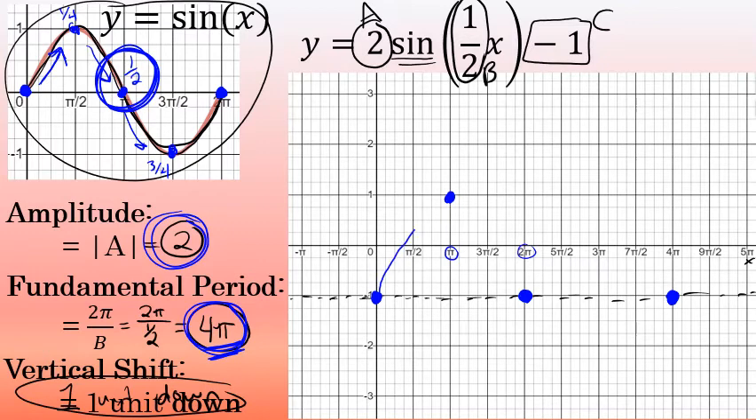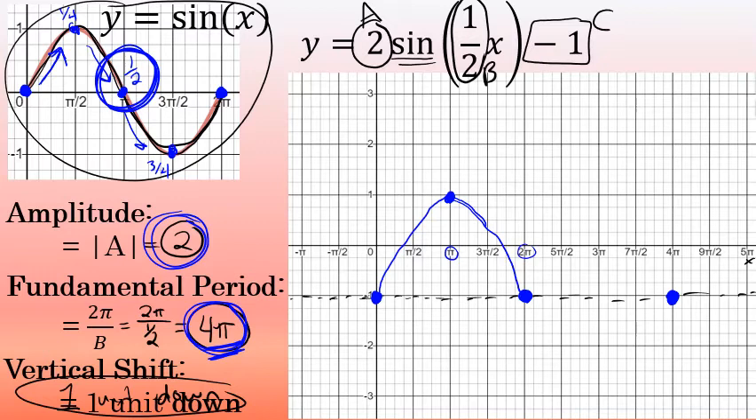It's going to rise to the top of its amplitude after pi radians, a fourth of the way from 0 to 4 pi, before it turns around and goes back down to the dotted line halfway through one cycle of the graph, halfway between 0 and 4 pi at 2 pi.